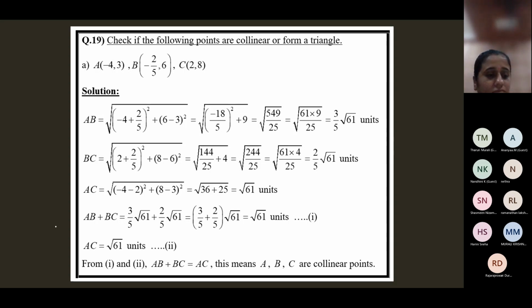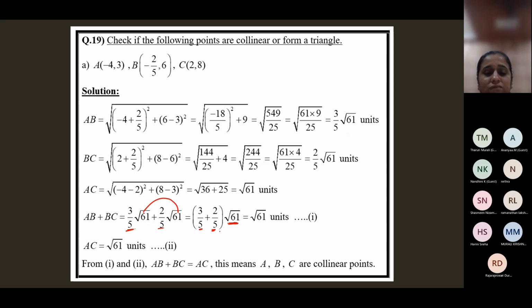Yes, children, you can see it here: AB is 3 by 5 root 61, BC is 2 by 5 root 61, and AC is root 61. So when you find AB plus BC, it is 3 by 5 root 61 plus 2 by 5 root 61. Root 61 is common, so I've taken root 61 common here, and you get 3 by 5 plus 2 by 5 inside the bracket, times root 61.